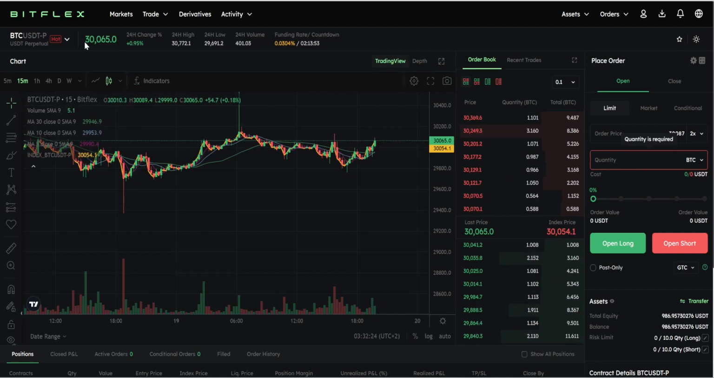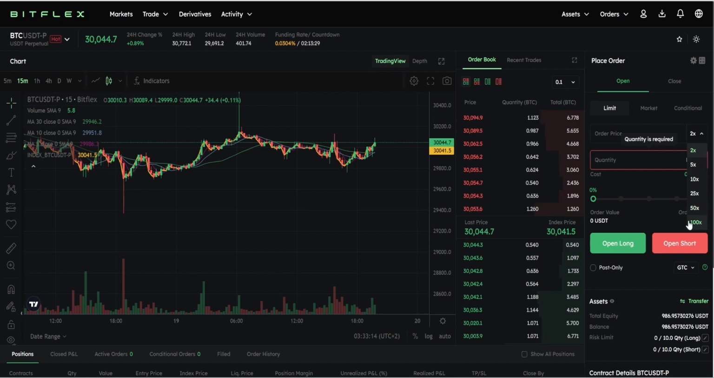On the top here, you can see the price where we are at this time. You have the funding rate, you have the countdown, you have the volume. On the right corner here, you can also see the order book and recent trades for both longs and shorts. When we are placing an order, we are using the right corner here. You have a limit order, you have a market order, and a conditional order. You have the leverage right here, which one you want to choose. You have 2x up to 100x.